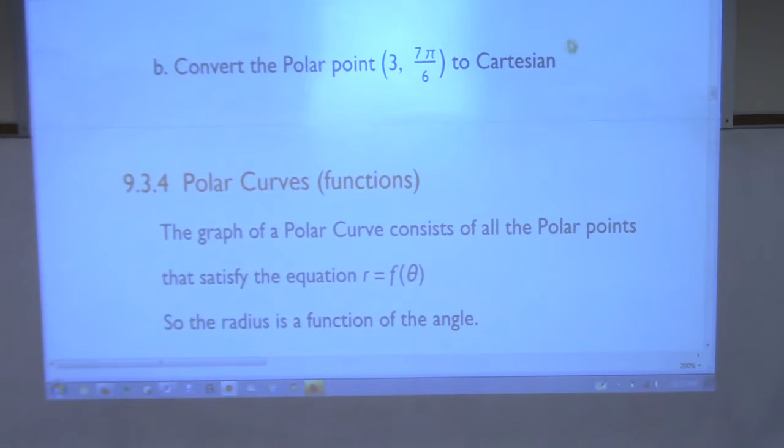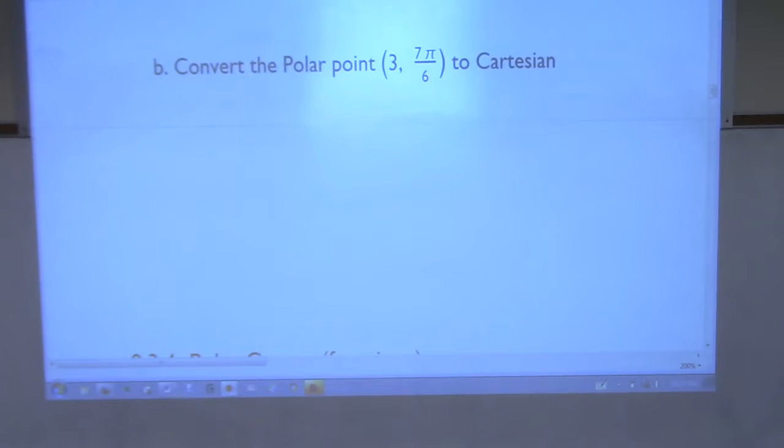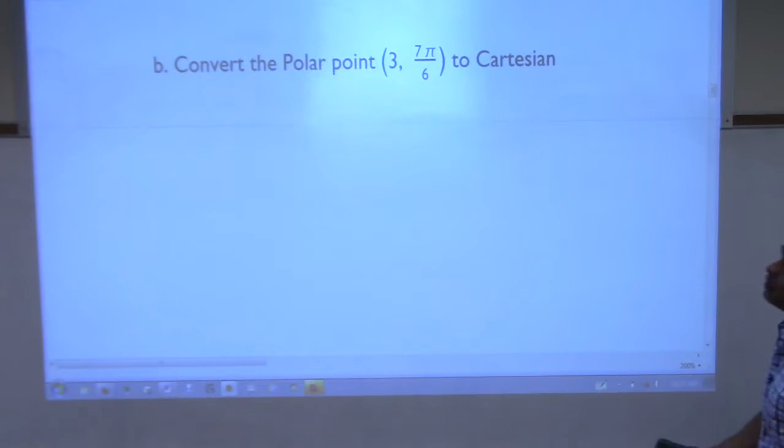How do we convert this one from polar, right? How do we convert that from polar to Cartesian?